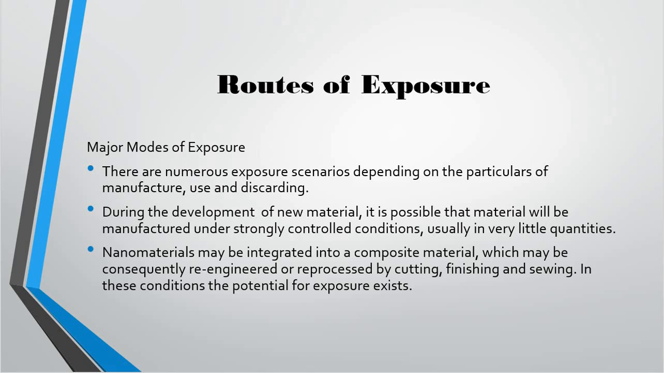In an industrial situation, exposure to nanomaterials can happen to workers at all phases of the material life cycle. During the development of a new material, it is possible that the material will be manufactured under strongly controlled conditions, usually in very small quantities. Once the material moves into commercial production, exposures can occur potentially during synthesis of the material or in downstream activities such as packaging, transport, recovery and storage.